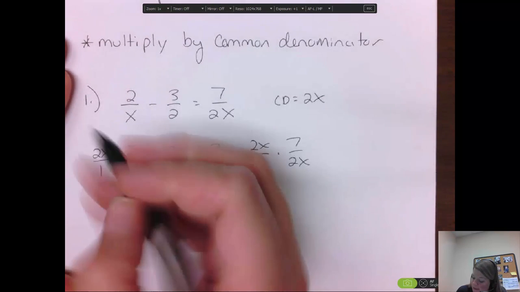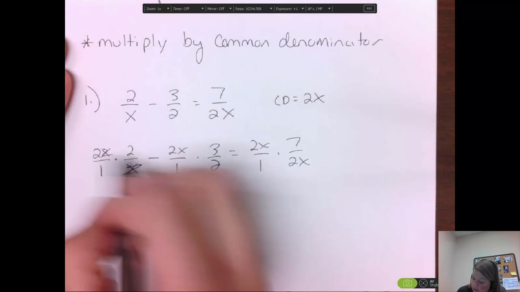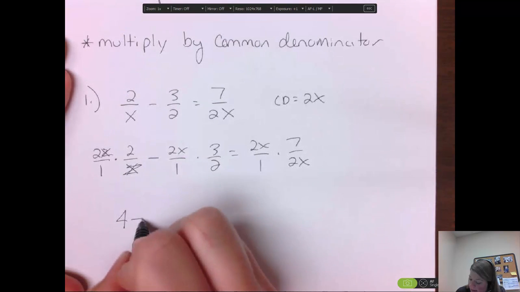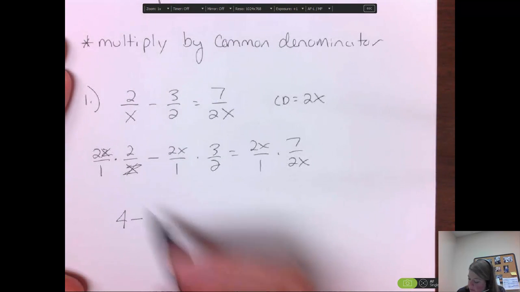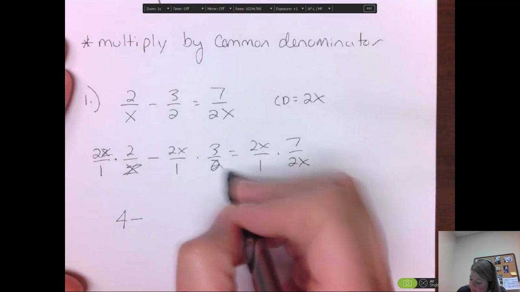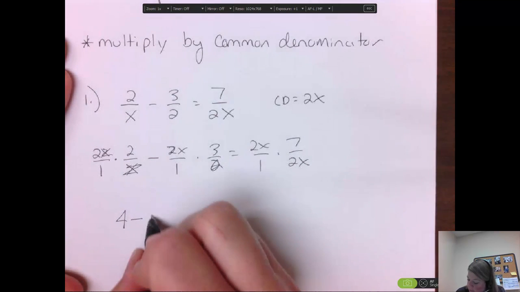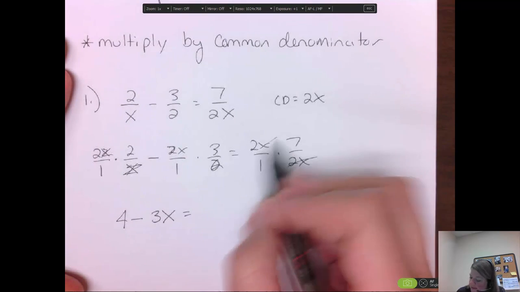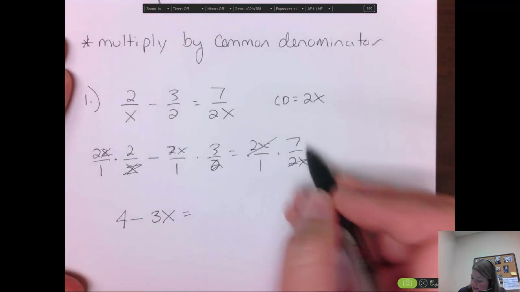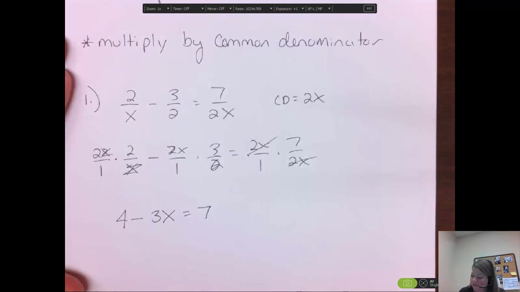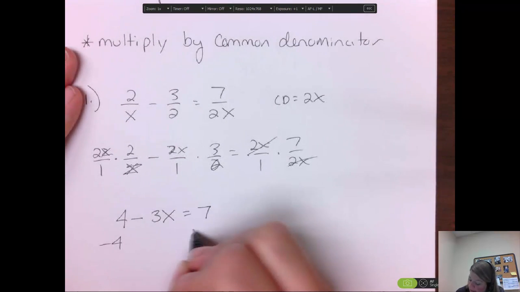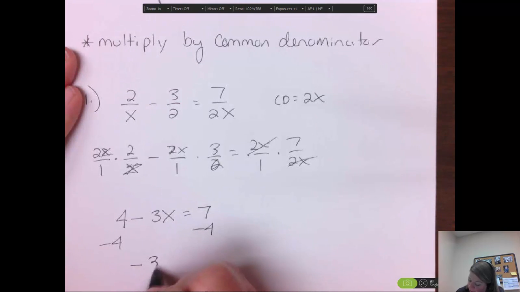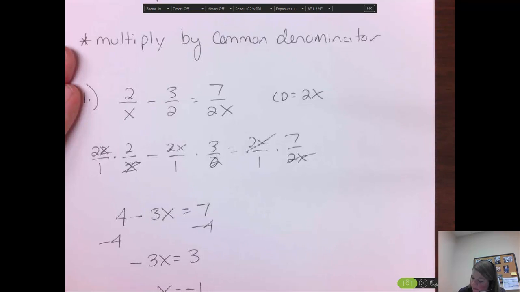Now watch what happens. This x will cancel with this x. 2 times 2 is 4. Minus, so I did reduce this whole one. 2 cancels with the 2. x times 3 is 3x equals, and the 2x and 2x cancel all the way. You're left with just that 7, or 7 over 1. So you have 7. Now solve this. So I'm going to minus the 4, and I'd get negative 3x equals 3. Divide, and I get x is equal to negative 1.